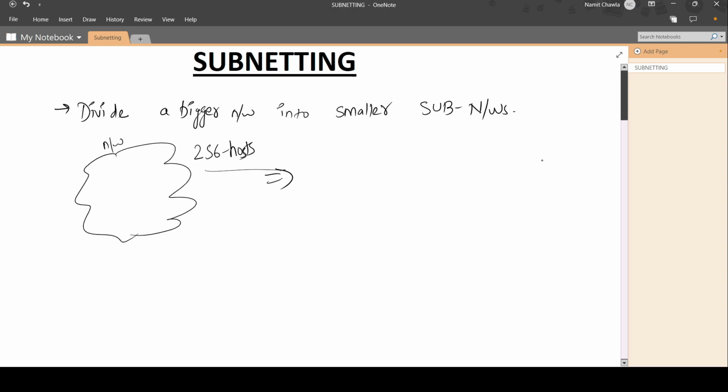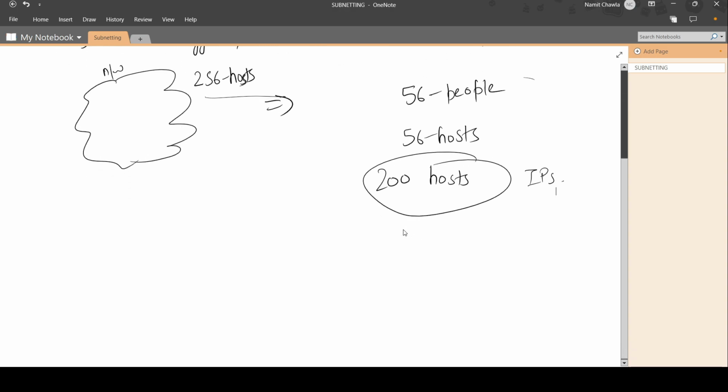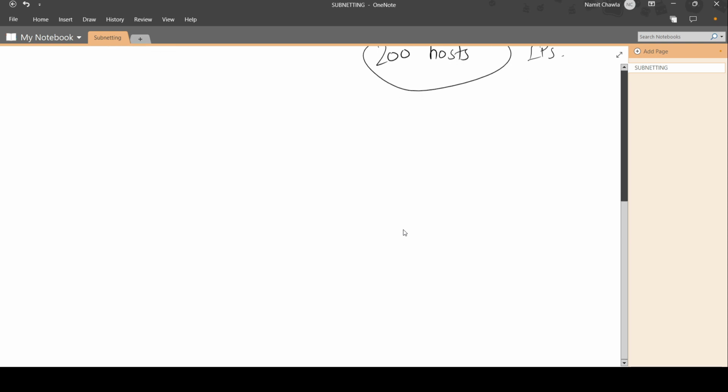For example, in my house, max to max, on any given day when my house is crowded, I can have let's say 56 people, and everyone is having one device each. So eventually we are 56 hosts. Still we are wasting 200 hosts of IP addresses. So instead of doing that, we can try to divide the network into subnetworks so that the utilization can be maximized.